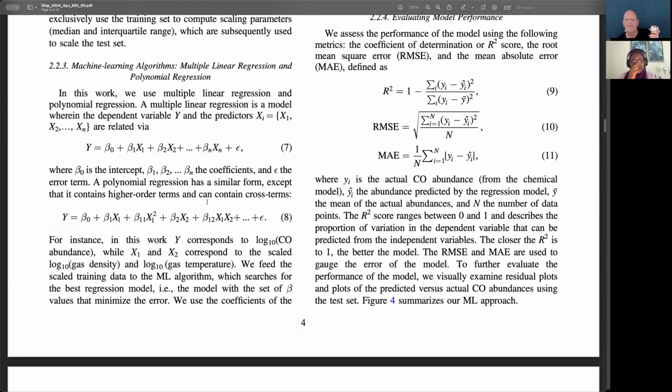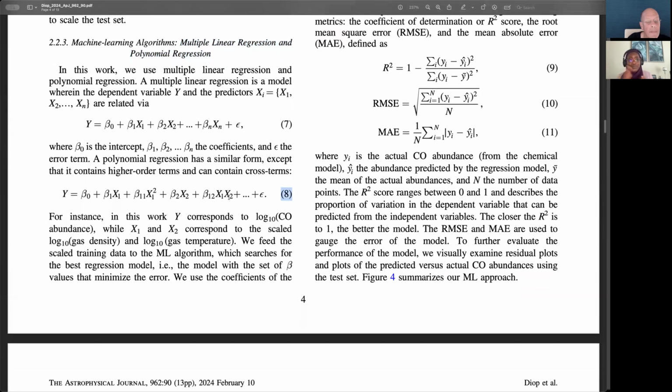So as a reminder, with the regression, you have your dependent variable y, and then you have your independent variables, the x's, so x1, x2, xn. Yes. And they are linked in this equation form where you have your beta values as your coefficients. And equation 8 is showing what you have when you go to a polynomial regression where you start adding these higher order terms and cross terms.